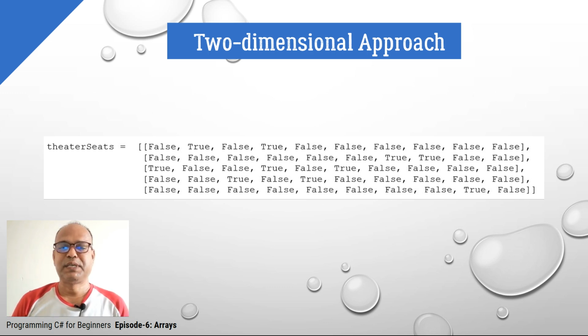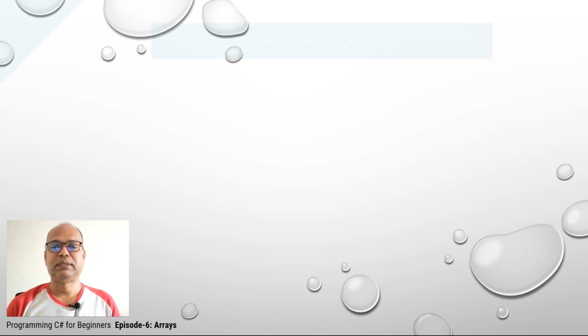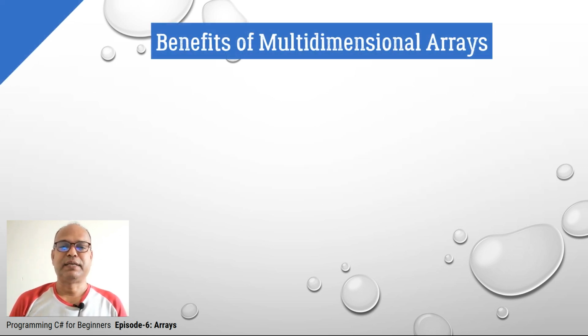Now accessing a specific seat is much easier. You can use two indices: the first for the row number, 0 to 4, and the second for the seat number within that row, 0 to 9. For example, theater_seats[2][3] would tell you whether the seat in the third row and fourth seat is occupied.